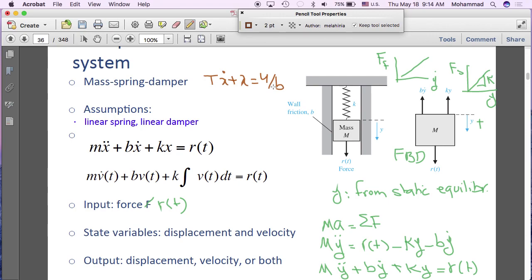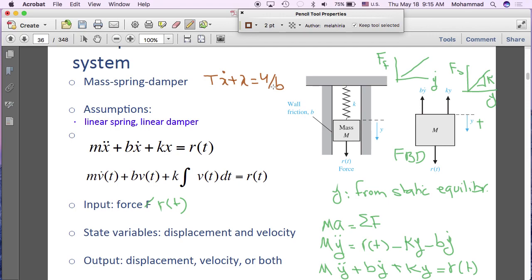Now look at this second order differential equation. What variable or variables are time differentiated here? y and y dot. y is time differentiated and you have y dot. y dot is time differentiated and that's why you have y double dot. That's why y and y dot are your state variables. Please take a note of that. That's very important because a lot of times we get confused about what the state variables are.